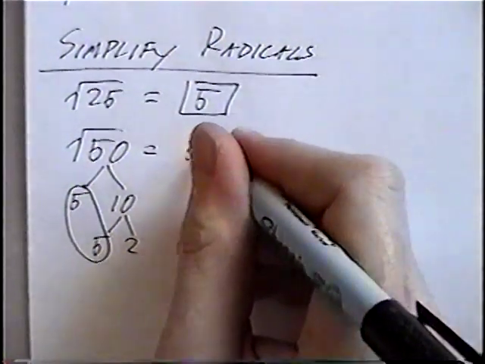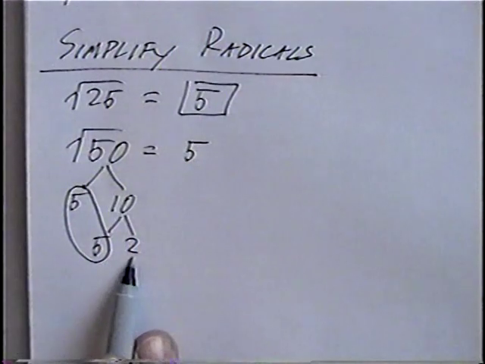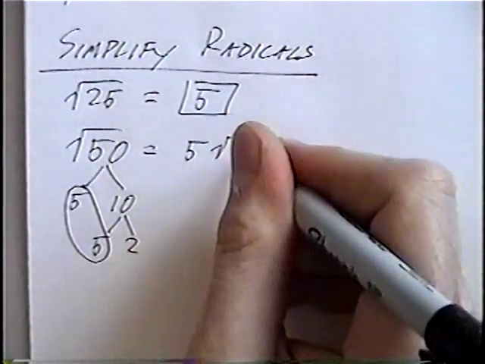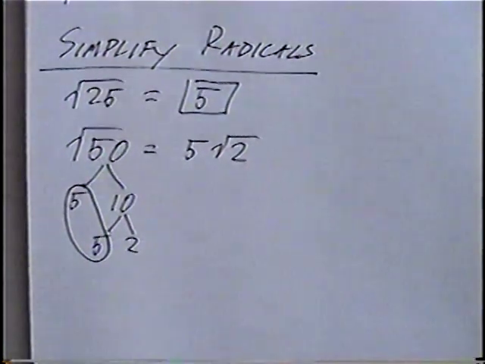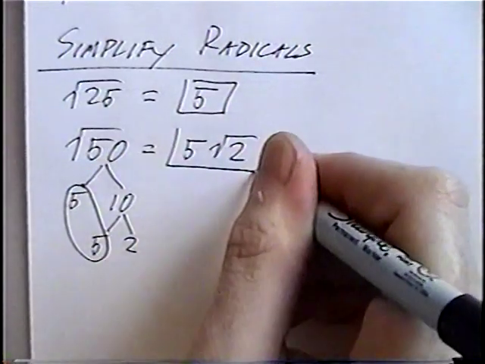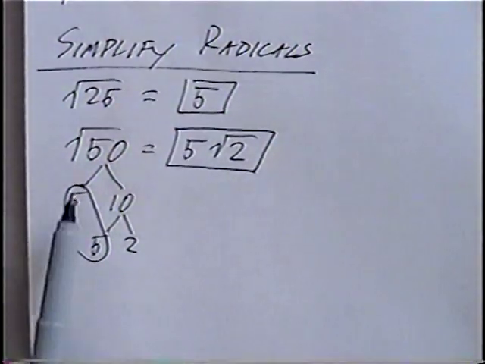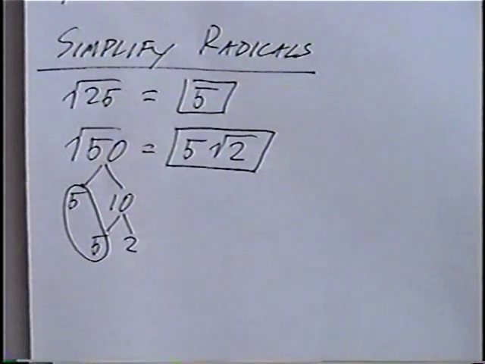That would be our first number for the answer. Any single number at the bottom of a factor tree that does not have a pair goes inside a square root or inside a radical. In this case, our final answer would be 5 radical 2. For the factor trees, we don't use the 50 and the 10. We only use the numbers at the bottom of the factor tree.